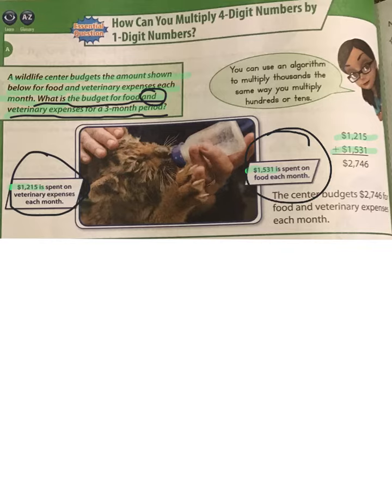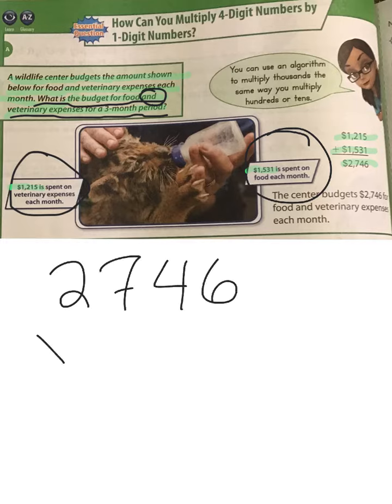We have a total of $2,746. Now we can set up our multiplication problem. We need to multiply $2,746 times 3 because it's asking for how much they will spend in 3 months. Go ahead and set up this problem on your paper.